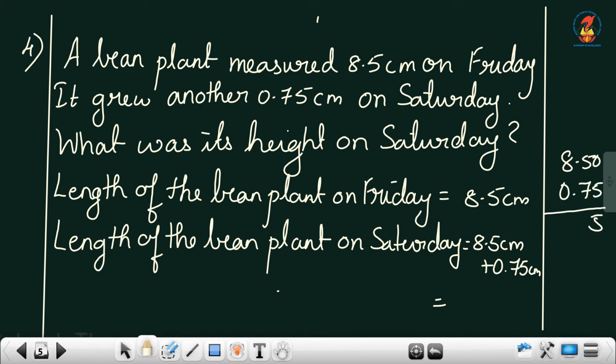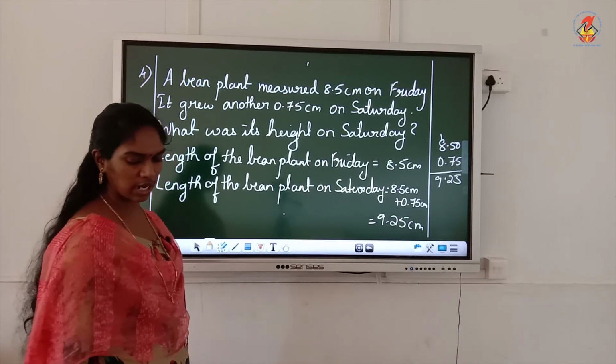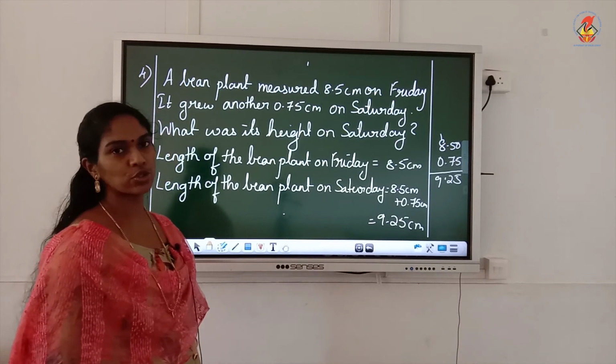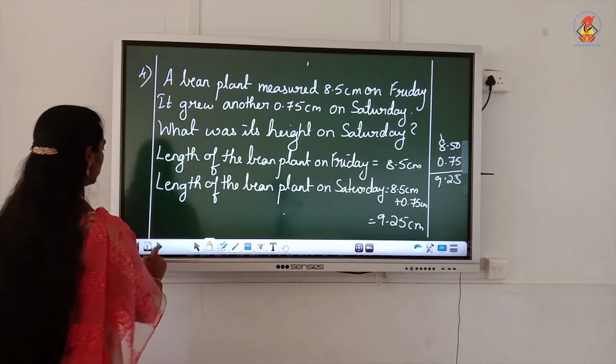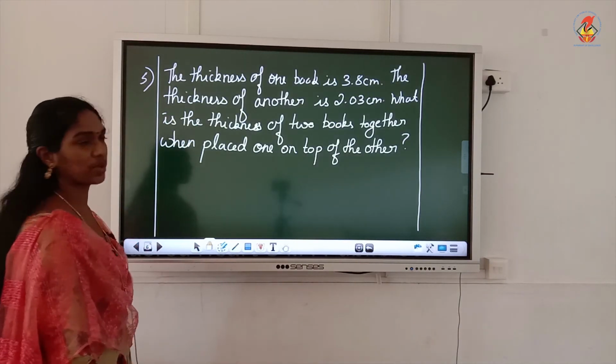0.75, 5, 12, carry 1. So I get on Saturday the height of the plant was 9.25 centimeter. On Saturday, the height of the plant was 9.25 centimeter. Okay.